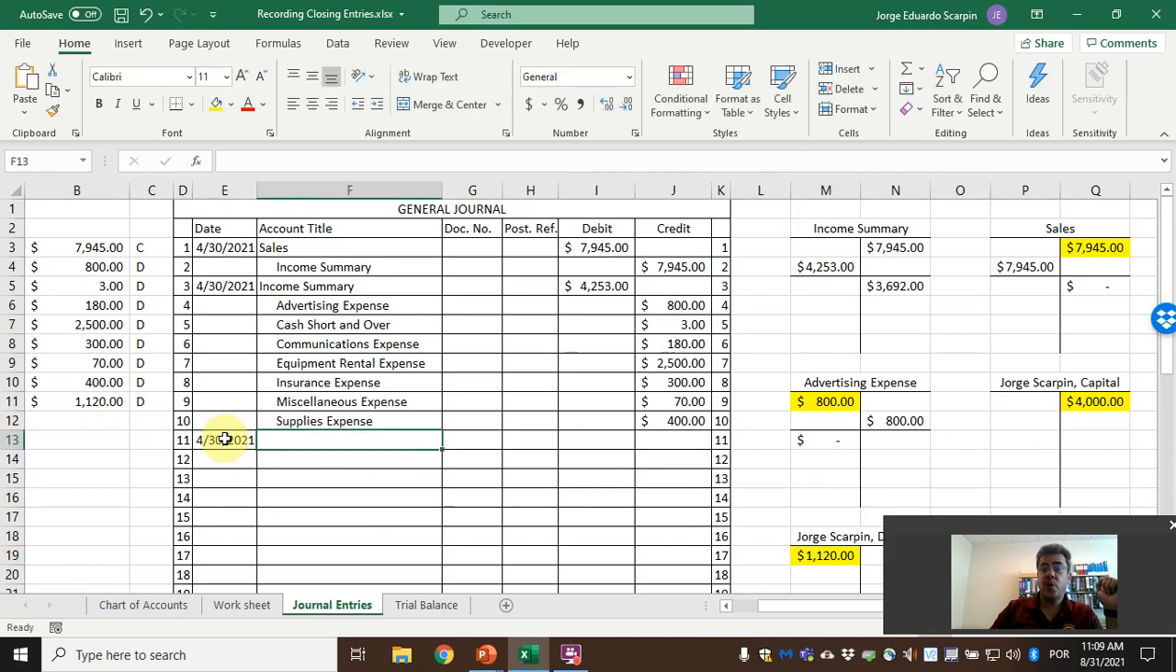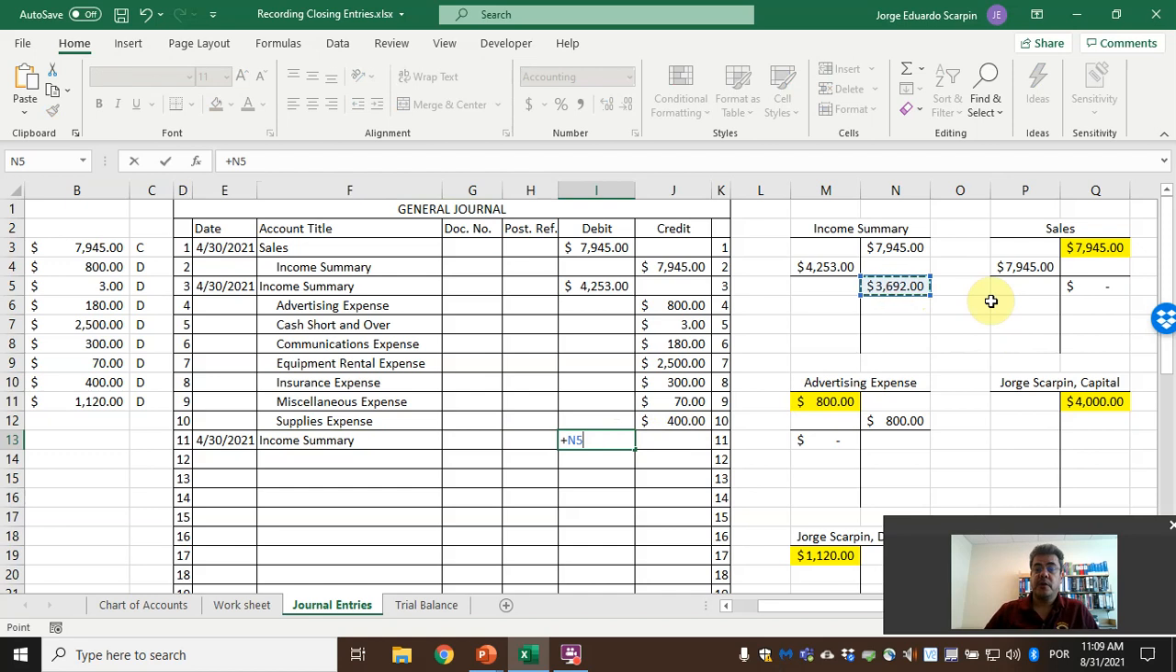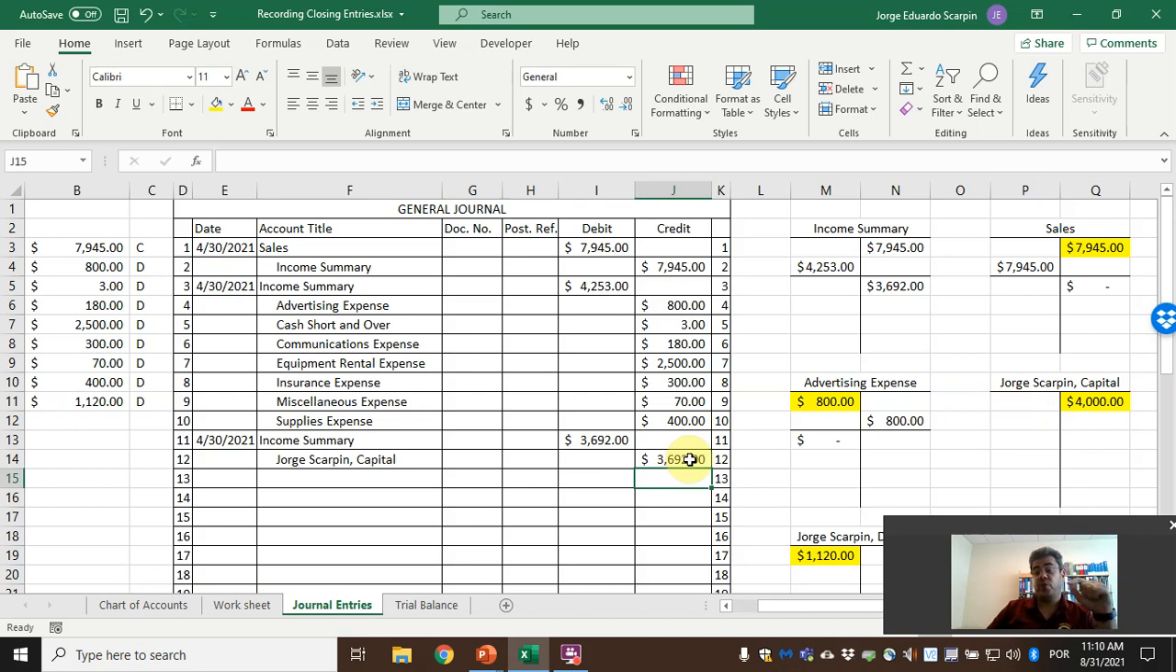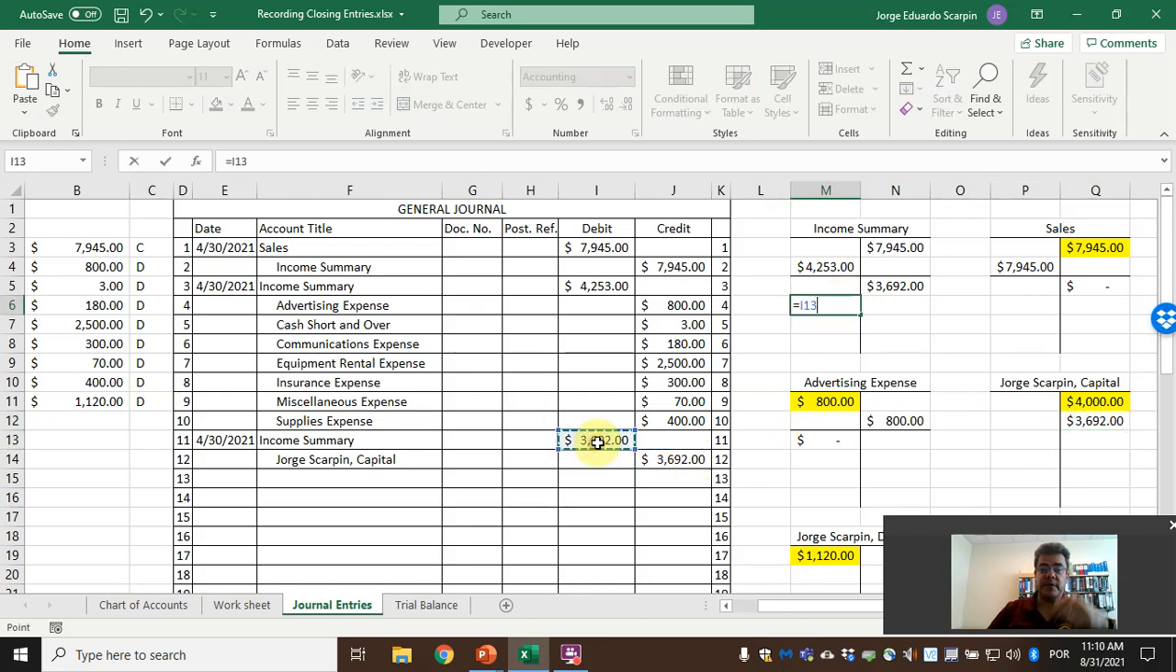April 30th, we need to close income summary. So it has a credit balance. So we need to debit it. How much? 3,692. What is our debit? Our debit will be Jorge Scarpin Capital. So we close our accounts to Jorge Scarpin Capital, to our capital account, for a sole proprietorship. So it is not for a public company. So here, let's move to the T accounts.